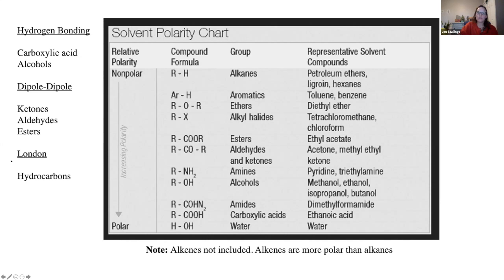And then I just gave you the types of intermolecular forces present in these functional groups. Carboxylic acids and alcohols participate in hydrogen bonding. Dipole-dipole are going to be the ketones, aldehydes, and the esters. Those all participate in dipole-dipole. And then London forces are hydrocarbons. The weakest intermolecular forces are going to be your carbon chains, so alkenes and alkanes, which is on the group activity as well. All of this should be helpful with the charts that you fill out.